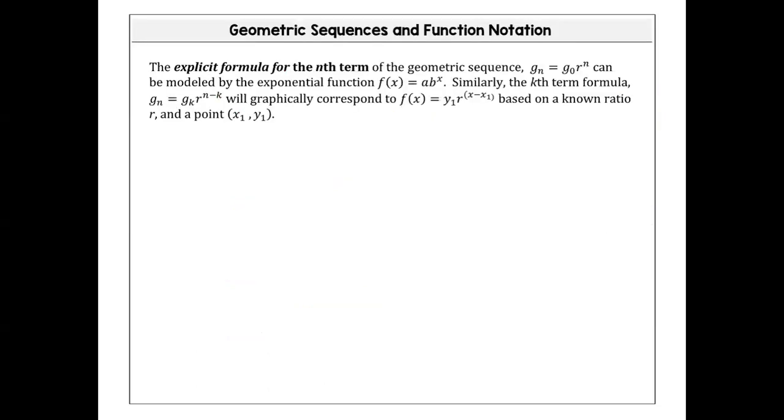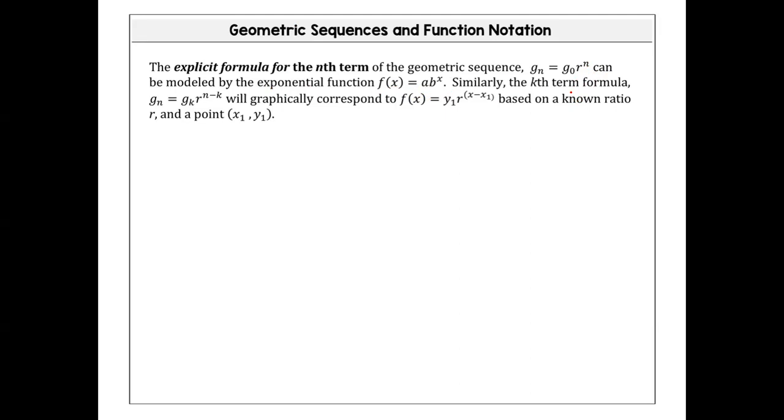Okay, so now we're going to be looking at geometric sequences in the explicit format. Just summarizing what we talked about: when you have your sequence, g of n equals your initial, g sub 0, or g naught if you're in physics, times your rate to the n. It is equivalent to the exponential model of f of x equals a times b to the x.